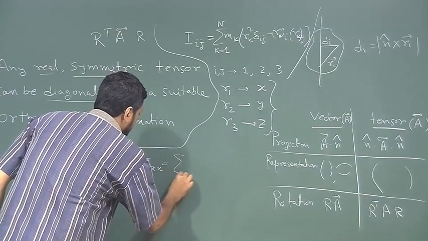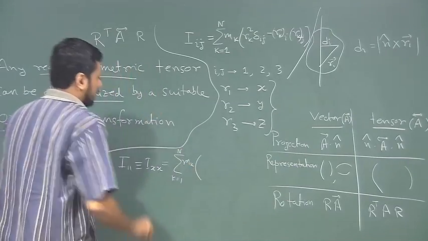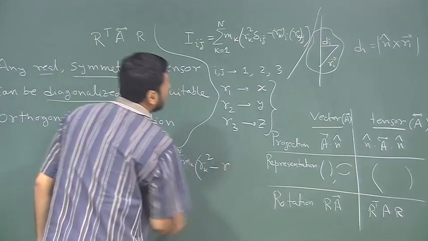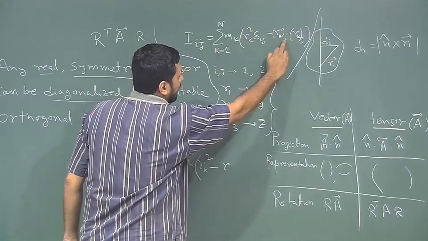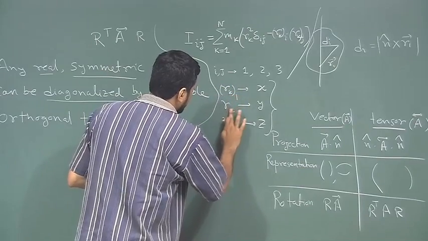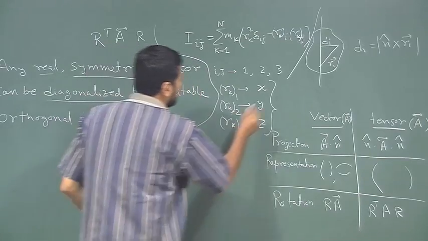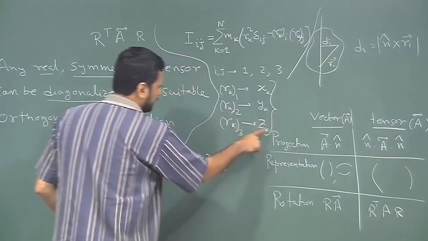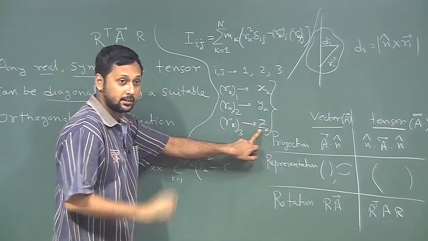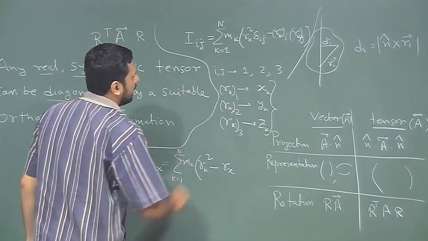which will be equal to the sum over k equal to 1 to n of m k r k square minus r k 1 r k 1. So, r k 1, r k 2, r k 3 will be x k, y k and z k. So, r k 3 will be z k. This means the z component of the kth position vector.